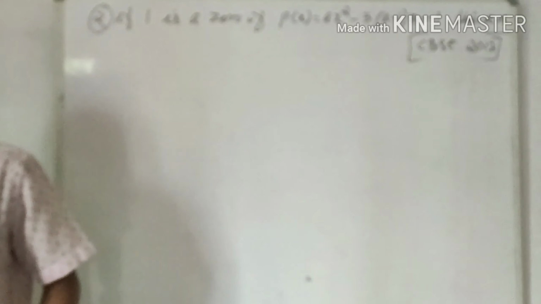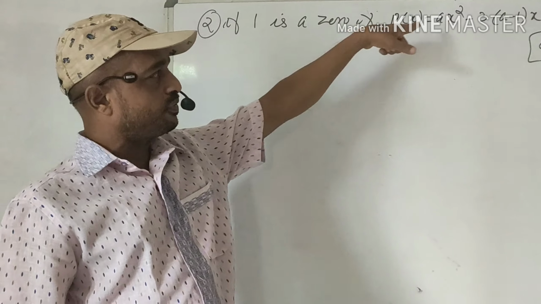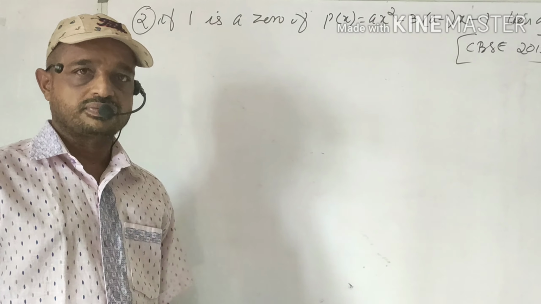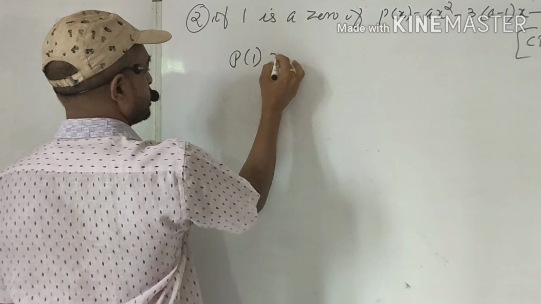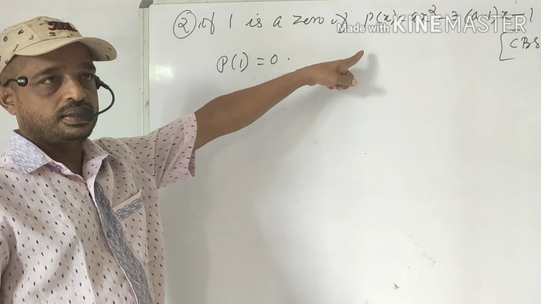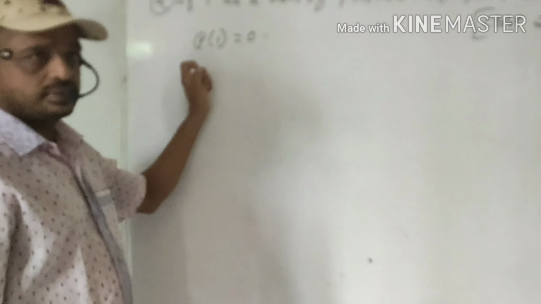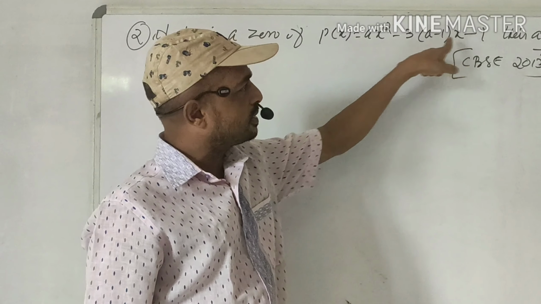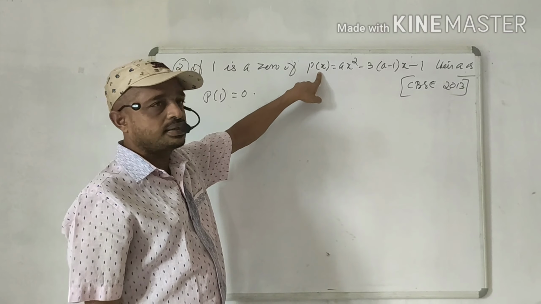Now let us try to solve this. So how will you solve this? It is given that 1 is a 0 of this polynomial. If 1 is a 0 of this polynomial, then what does it mean? P of 1 is equal to 0. How will you find out P of 1? P of x is equal to this. P of 1 is obtained by simply substituting x equal to 1.